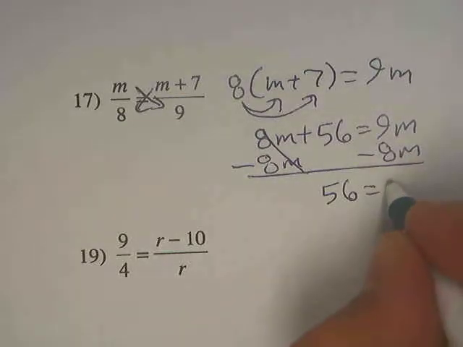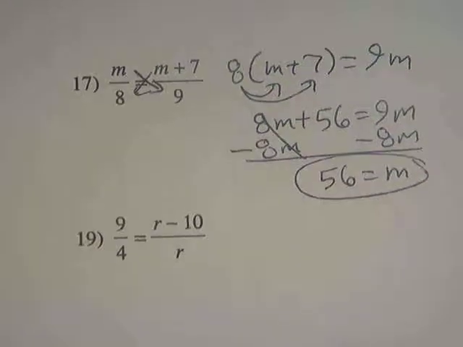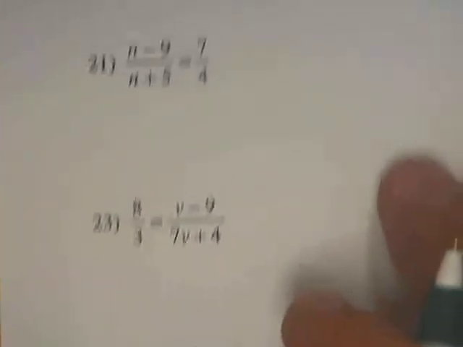And what I would do is I want to get all the m's on one side. I'd subtract 8m from each side. I'm left with 56 is equal to 1m, or just m. That's our answer.